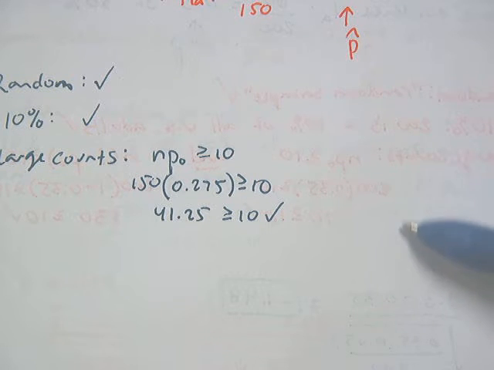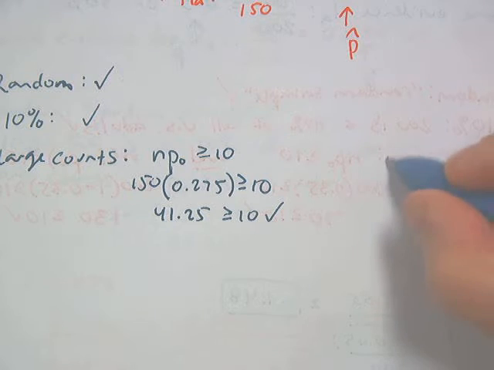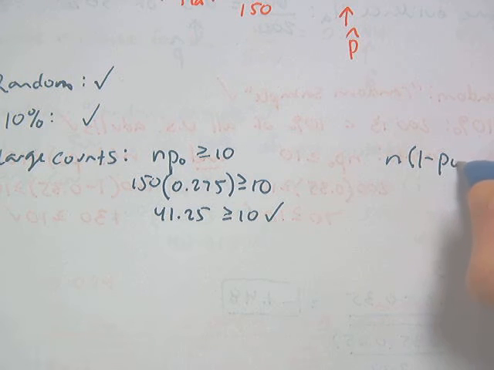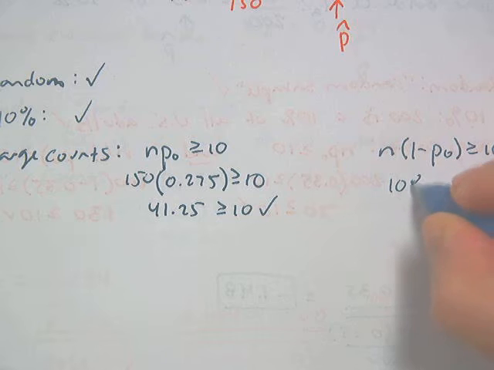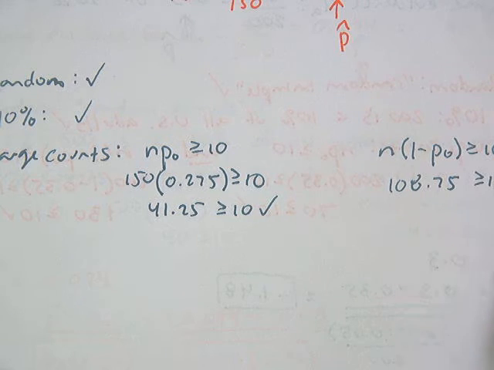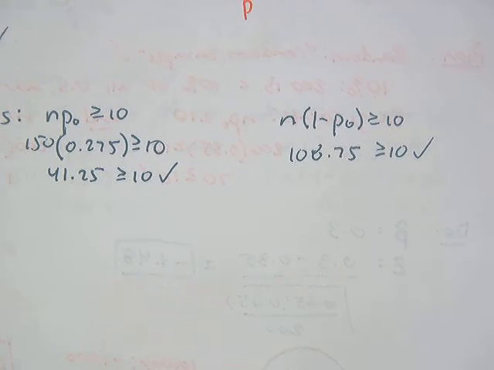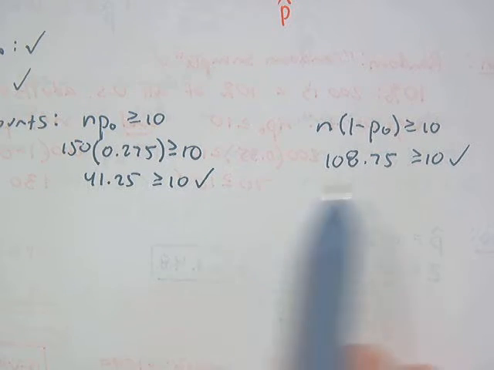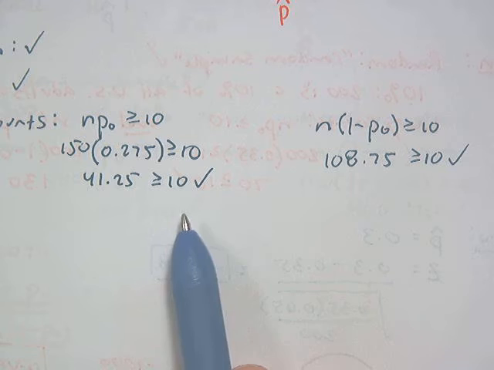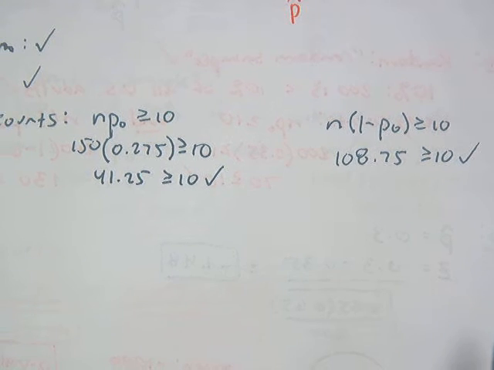If you were to sit there and do this math for n times 1 minus p sub 0, you would get 108.75. If you feel like that's just one more extra thing that you have to memorize, then ignore it. But these will always add up to be the sample size. So I know that it meets the large counts condition.